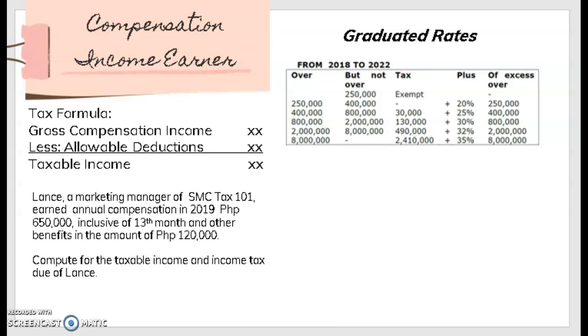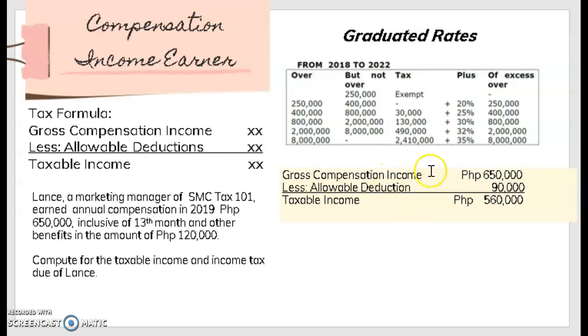Here, his gross compensation income is 650,000, right? Since he earns solely compensation income, Lance is entitled to deduct from his gross earnings 90,000, which is the maximum exclusion of his 13th month pay and other benefits. So even if he has 13th month pay and other benefits amounting to 120,000, what is allowed as a deduction from his gross compensation income is only 90,000.